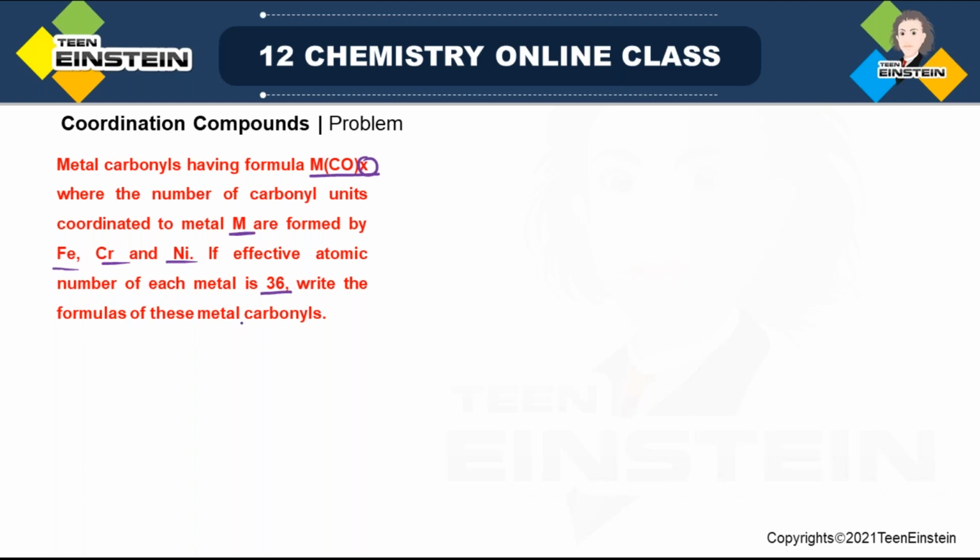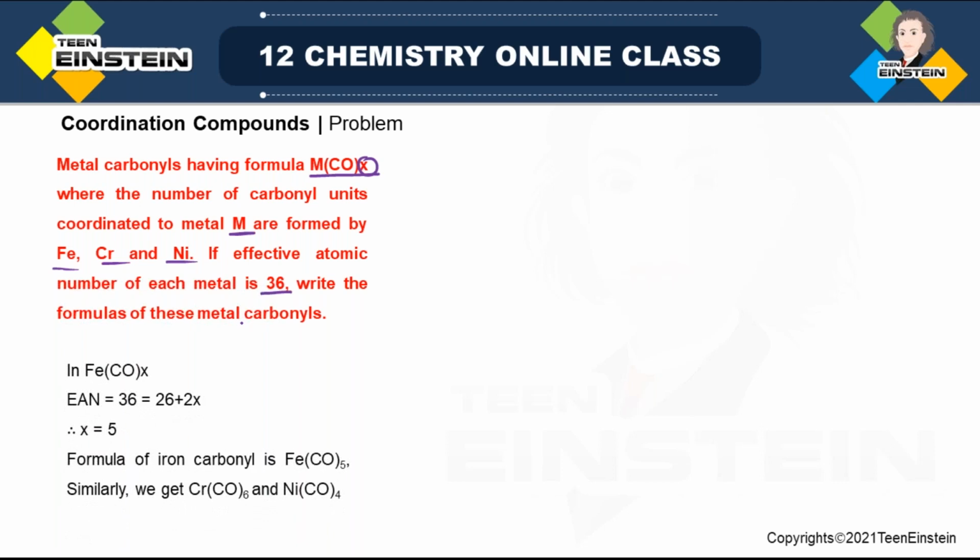So obviously the value of x will not be the same for all these three. It will be different because the atomic number is different. Okay. So suppose first take iron in place of M, just follow this formula, but instead of writing M, we have written Fe. So if EAN is 36, then that must be equal to 26 for iron. The oxidation state is 0, so you don't have to subtract any electron. And for each CO, it is 2 electrons, so 2 into x. From this equation, you can find out the value of 2x. 2x is 10. That means x is 5. So the formula for iron carbonyl will be Fe(CO)5.